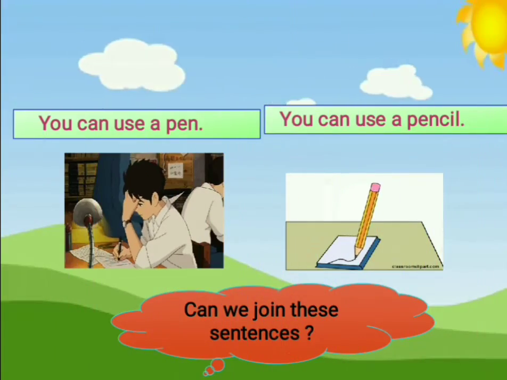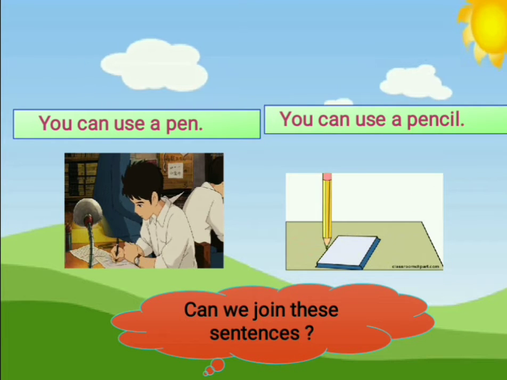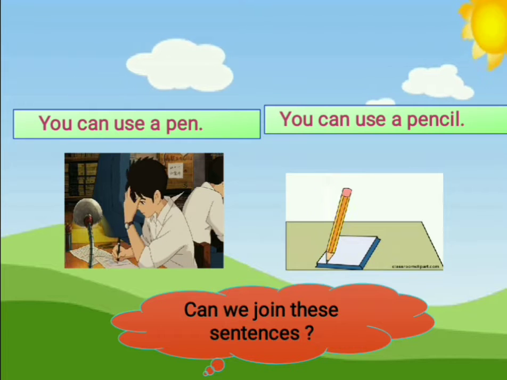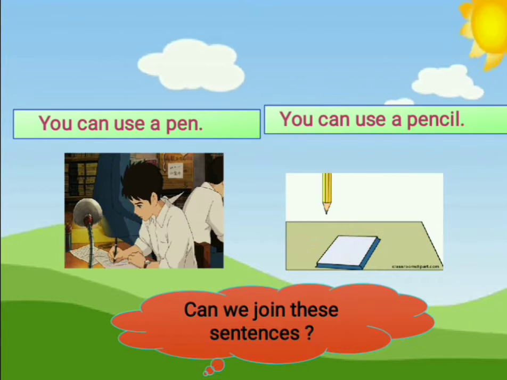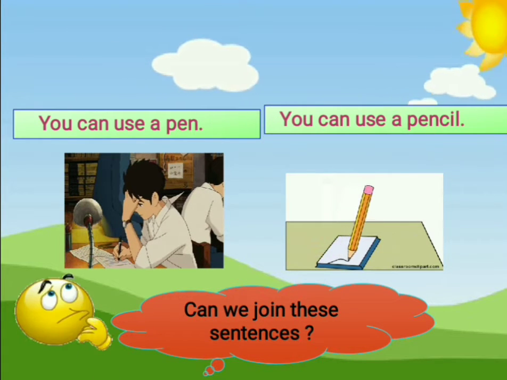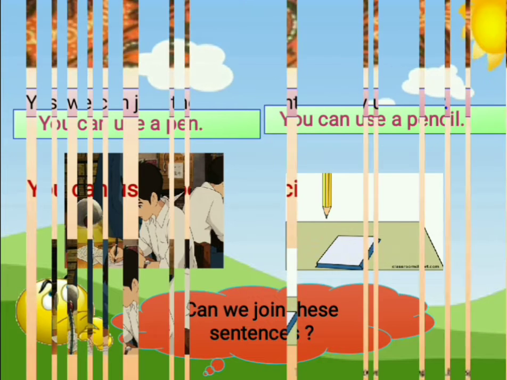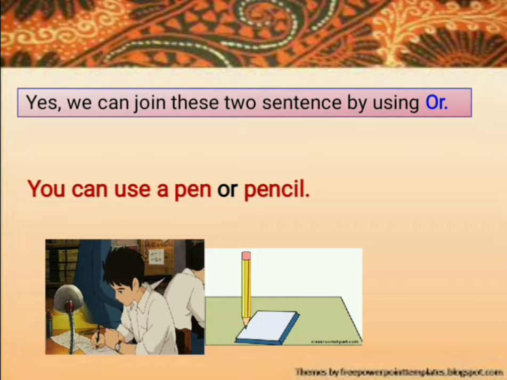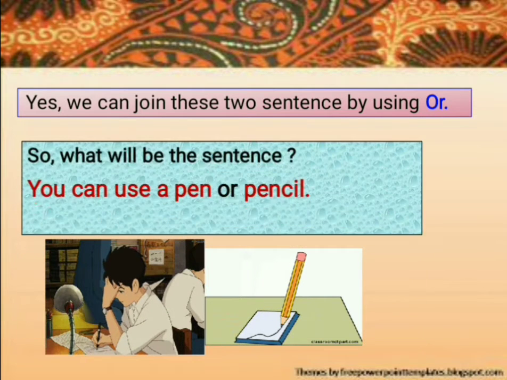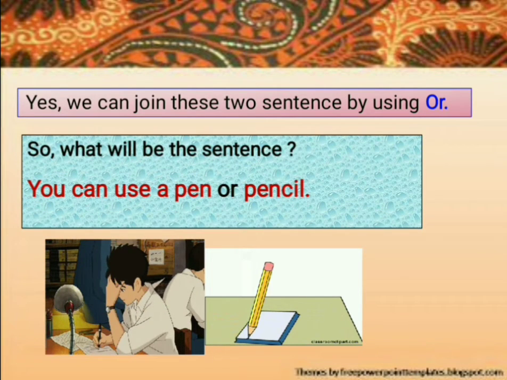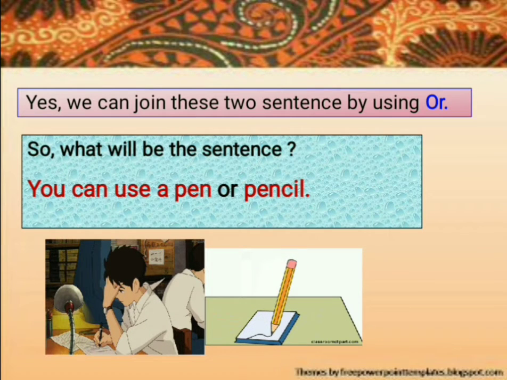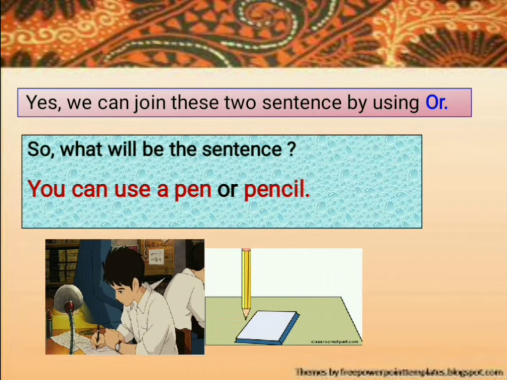Now let us read the next sentences. You can use a pen. You can use a pencil. Can we join these sentences? Yes, we can join these two sentences by using or. So, what will be the sentence? So, the sentence will be you can use a pen or pencil.